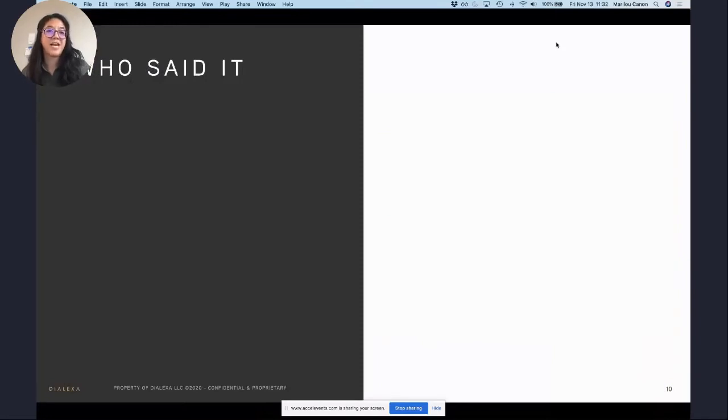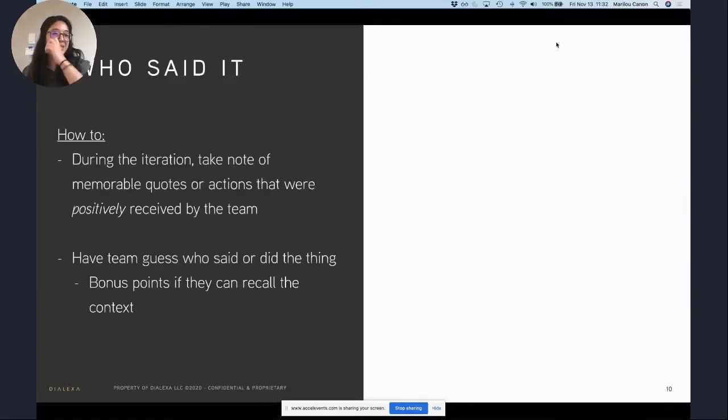Another warm up that I've done is who said it. During an iteration, you are going to be communicating with each other via email, Slack, conference calls, Facebook Messenger, Twitter, whatever communication needs that you use. During the iteration, take note of memorable quotes or actions or weird movements that your team has done that have been positively received by the team, that elicited an LOL moment, if you will. At the end of the iteration, prepare a deck and have the team guess who said or did the thing, and give bonus points if they can recall the context.